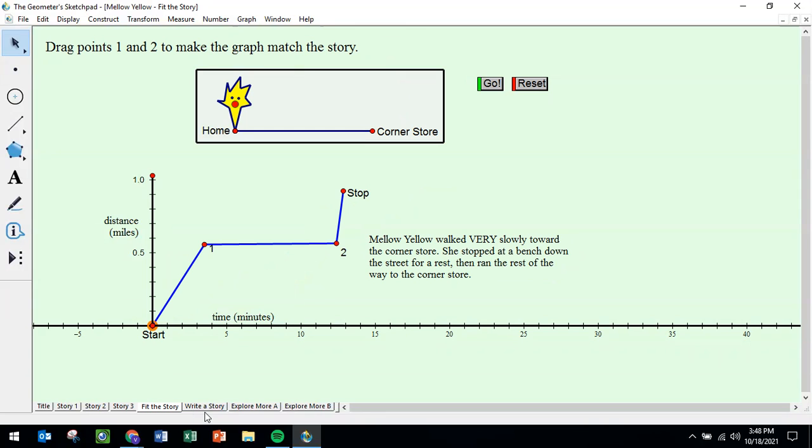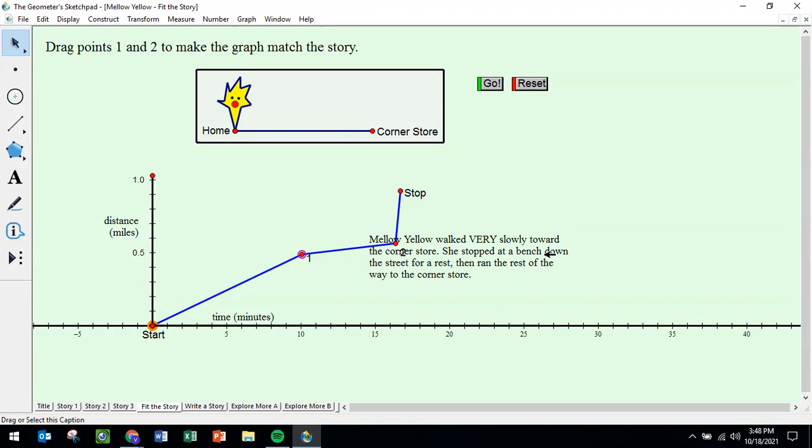So let's fit the story. Drag points 1 and 2 to make the graph match the story. Okay, Mellow Yellow walked very slowly toward the corner store. All right, is this very slowly? Walked half a mile, or more than half a mile, in like 3 minutes? No, very slowly means really slowly, like walked half a mile in like 10 minutes, I suppose. Very slowly toward the corner store.